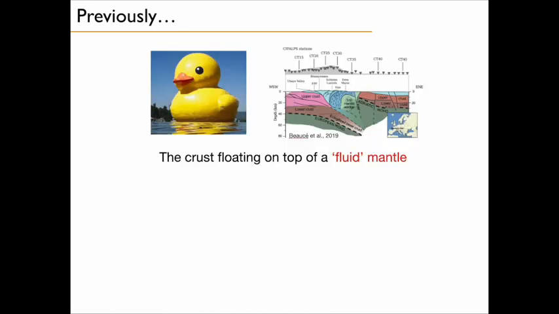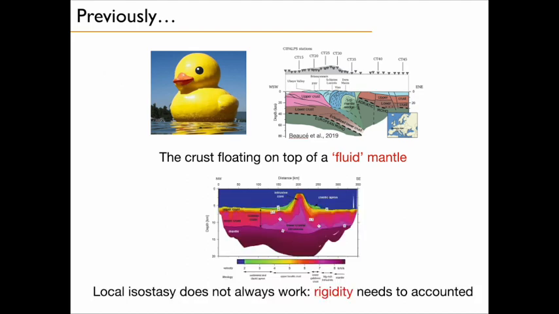What we've also been studying in the previous lecture is isostasy. And to study isostasy, basically the aim was to understand how thick or how dense is the crust in regions of varying topography. And we were assuming that the crust, like this giant duck, is floating on top of a fluid mantle. So that's an approximation that works to a certain extent, but does not always work.